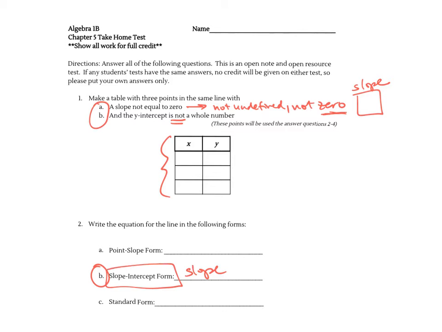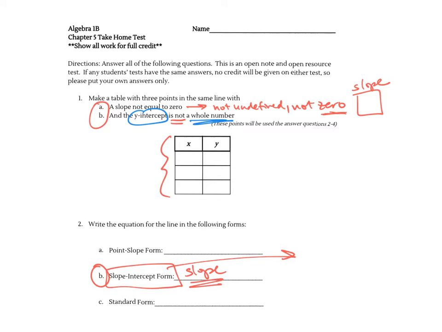Also with this test, you are allowed to use your notes. So I'm not going to tell you what slope intercept form is. That's part of the test, but just look it up. Even you could Google it, right? Look in your notes. So get your slope intercept form. Choose your own slope that's not 0, and then choose a y-intercept that's not a whole number.